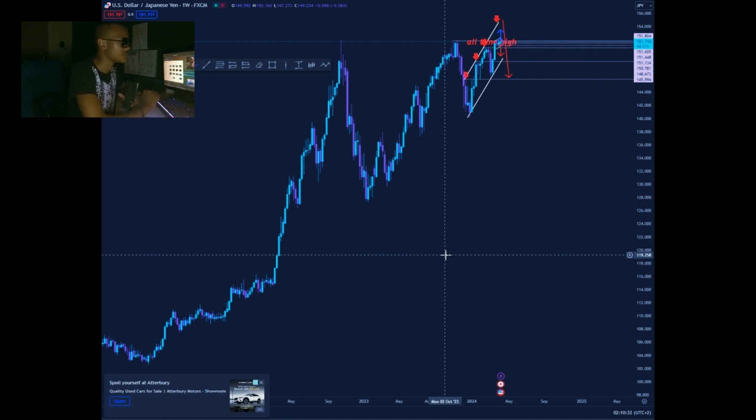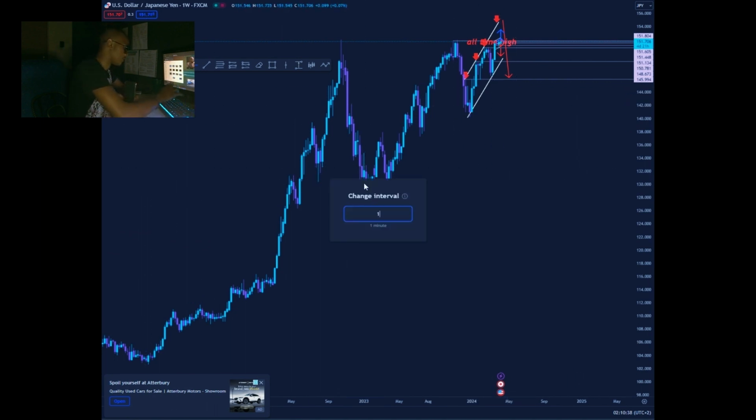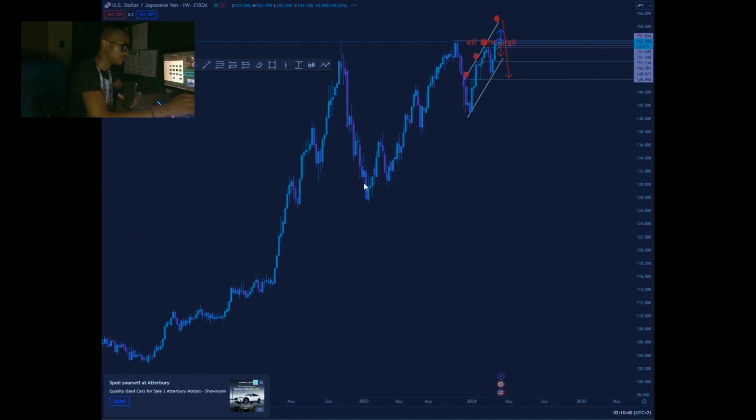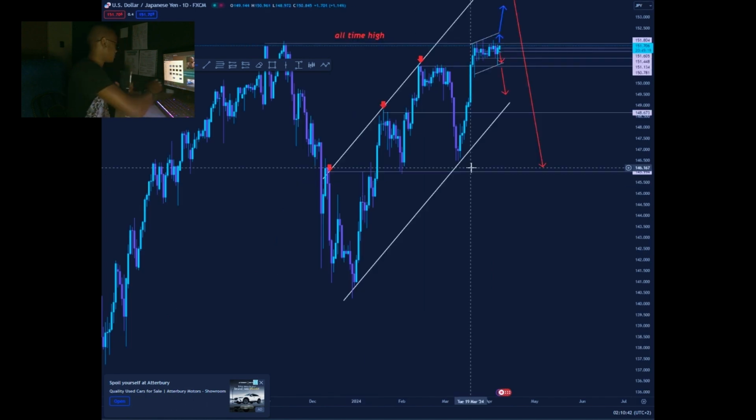The US dollar has been gaining strength over the Japanese yen over a long period of time. Now we're going to the 1 day, and we want to see what is happening on the daily, right?